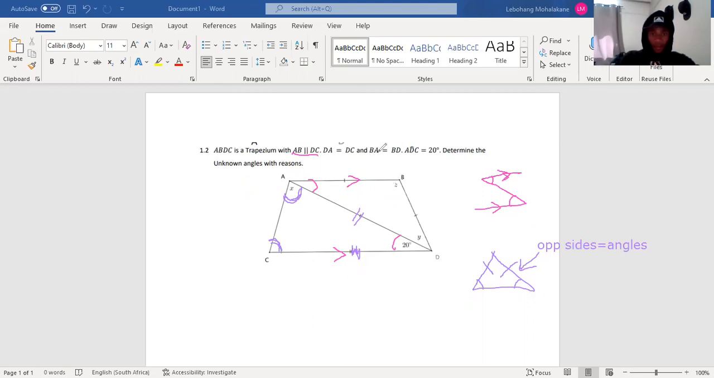And then we are given that also BA and BD are equal. Here's BA, then BD. This one is equal to this one. So very good. You're going to see that this angle here is going to be equal to this one because the sides are equal.